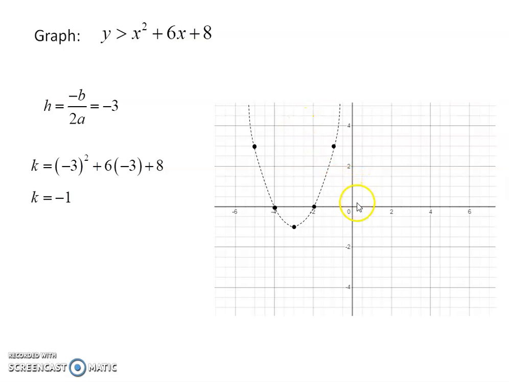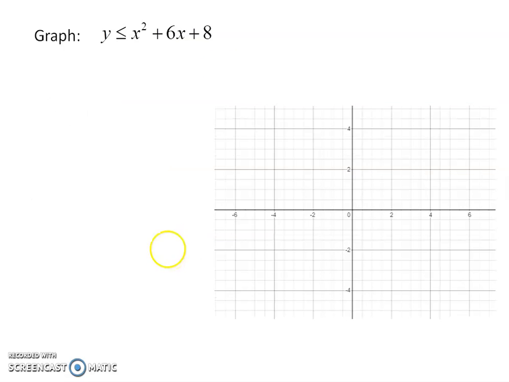If I had plugged in a point in there, like let's say negative 3, 0, negative 3 squared minus 18 plus 8, that's 9 minus 18 plus 8, that's negative 1. That is less than 0. So it turns out that in here is true. That's the part that gets shaded. That is the answer.